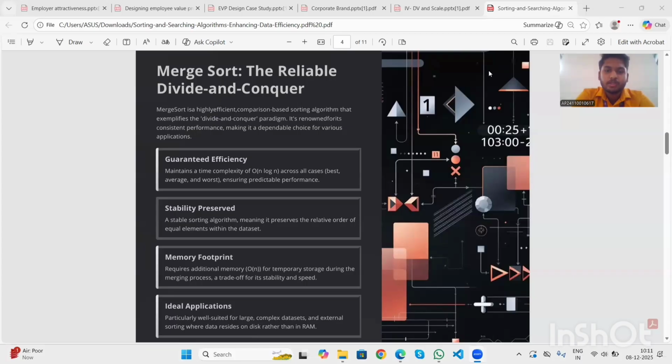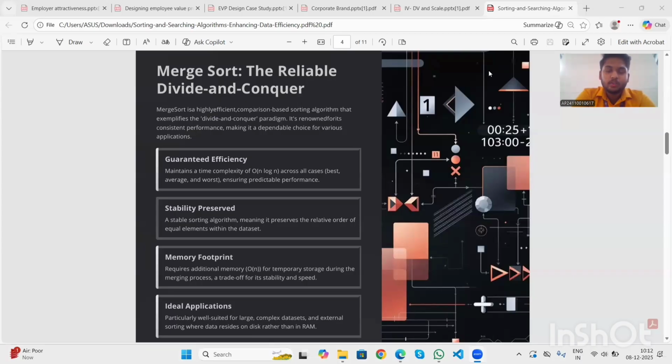One big advantage of merge sort is stability. It means that if two items are equal, their order is kept the same after sorting. This is very useful in real-life applications. However, merge sort does need extra memory. It creates temporary arrays while merging the pieces back together. Even though it uses more memory, it also helps the algorithm stay reliable.